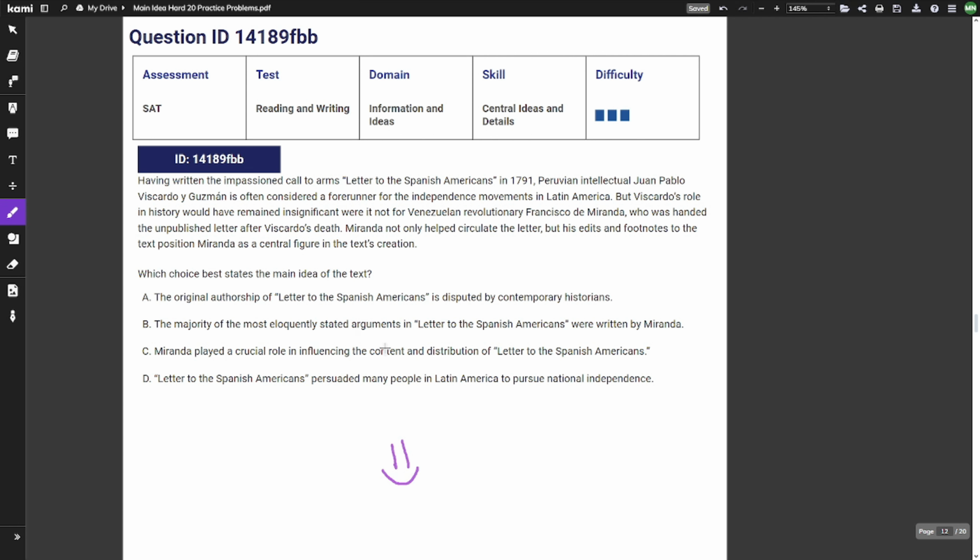Alright, so here the question is asking us to find the main idea, so let's just summarize it. We know that this Juan Pablo guy wrote this little letter right here, letter to the Spanish Americans, and it led to some independence movements. However, this would have never really been that important had it not been for this one Miranda guy who got the letter. And then as a result, he helped circulate the letter, so he was spreading word around, and he also helped edit the letter. So let's look at our answer choices and see what would make the most sense.